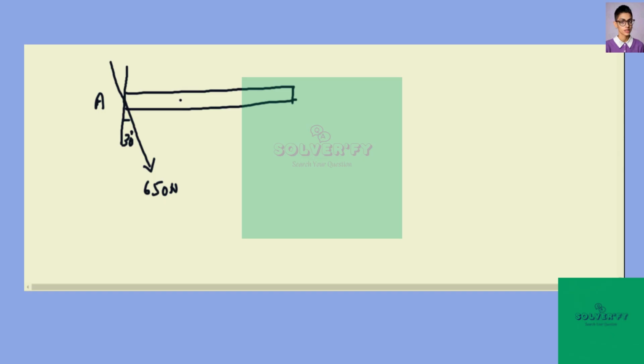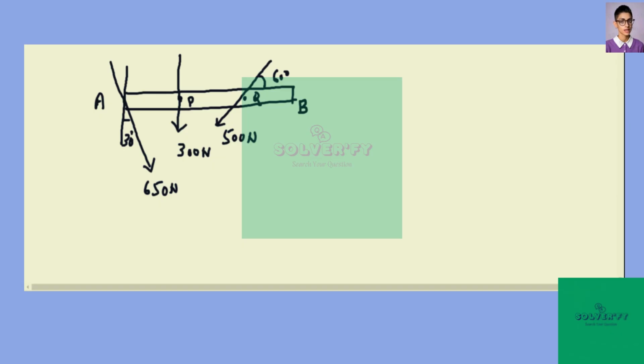This is the point at which a force of 300 Newton is applied, and this is the point at which a 500 Newton force is applied, and this angle is given as 60 degrees. Mark these points as P and Q, and this is the point B.